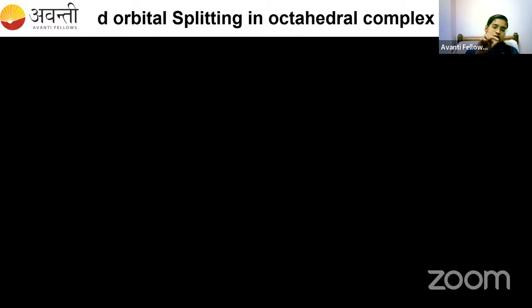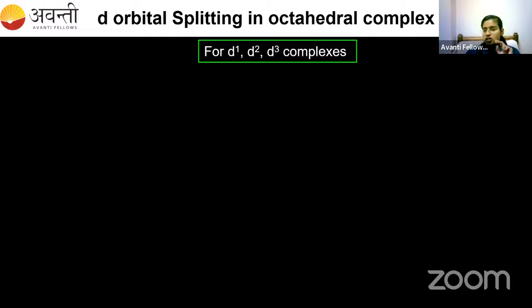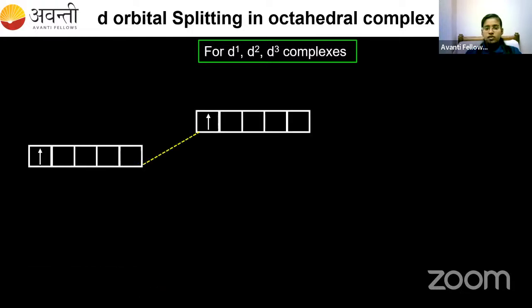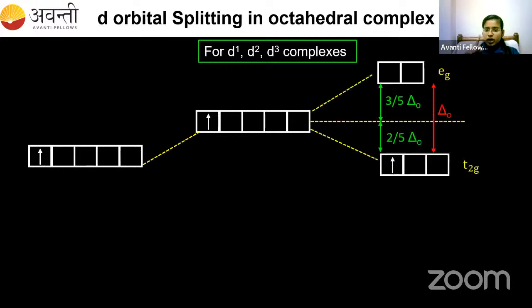Now let me go for the complexes, D1, D2, D3, D4 type of octahedral complexes. We'll directly go for the complex. For the complexes which have 1 electron, 2 electrons and 3 electrons in their d orbital, the diagram will look like this. I'll go for D1 first. So if only 1 electron is present in the d orbital for some complex, first of all, it will go a little bit higher in energy, then it will get split up. That 1 electron will occupy the T2G orbital because electrons are arranged in increasing order of energy, so the lower energy orbital, T2G, is filled first.